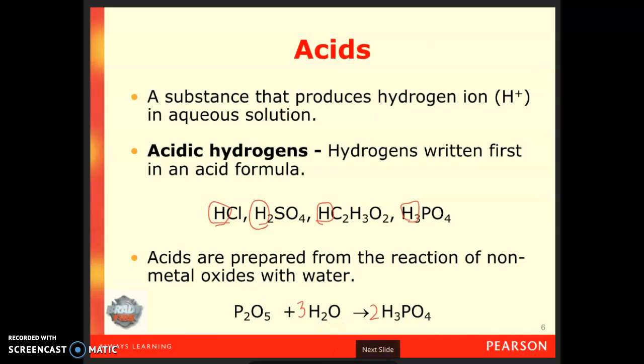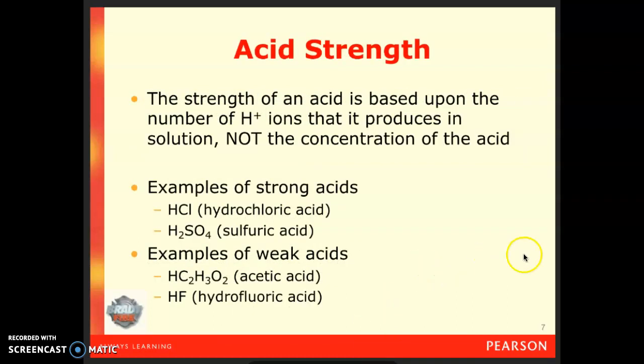Now, how do we characterize acids? We've talked about it in terms of acidic hydrogens, but we can also characterize acids in terms of strength. Now, acidic strength is not based upon the number of acidic hydrogens, and it's not based upon the concentration of the acid. What it is based upon is how many ions will it break into? How many ions will it produce when it is dissolved in the water?